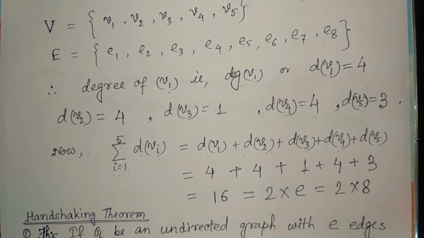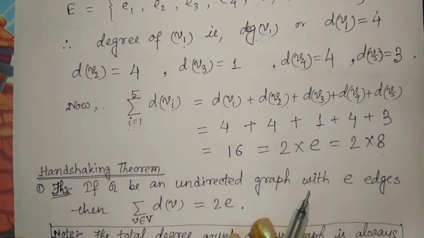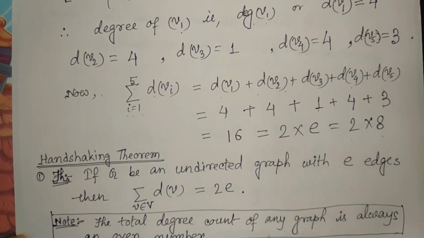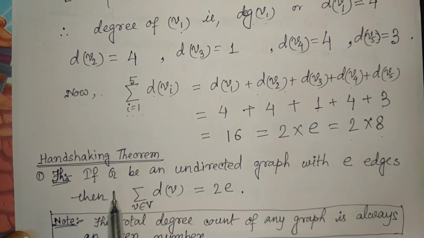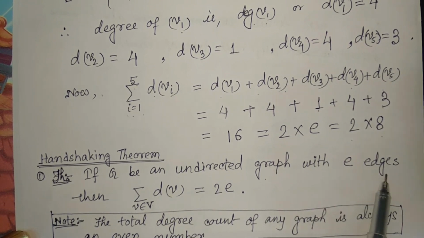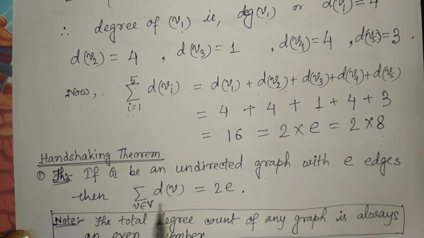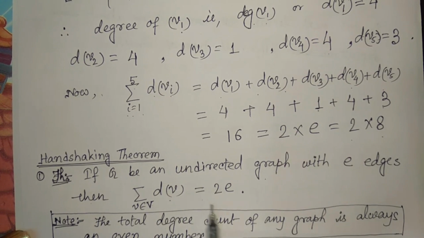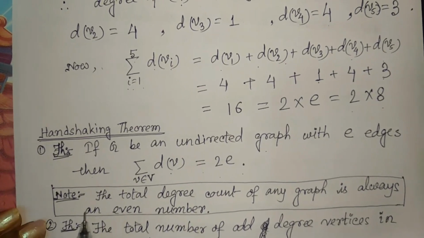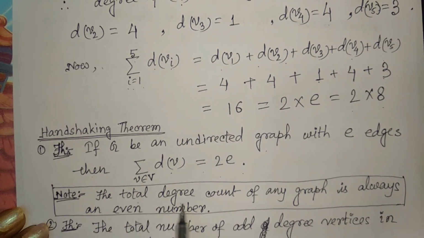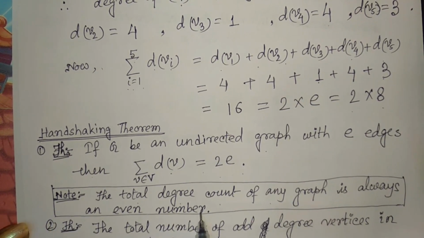Using this, we have a great theorem in graph theory. The name of this theorem is the handshaking theorem. The theorem statement is, if G is an undirected graph with E number of edges, then the total degree count of the graph is twice the number of edges. From here, we can draw an inference that the total degree count of any graph is always an even number.